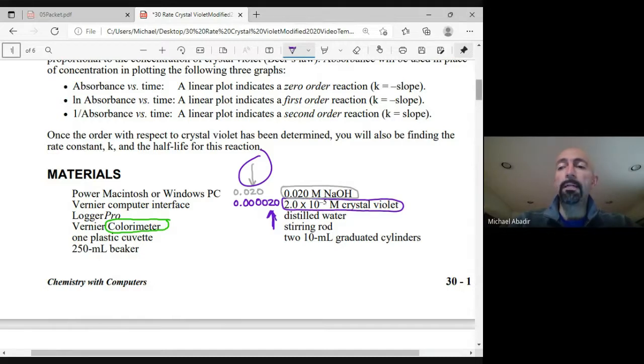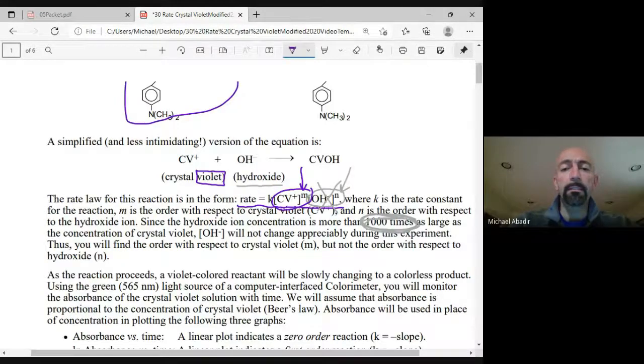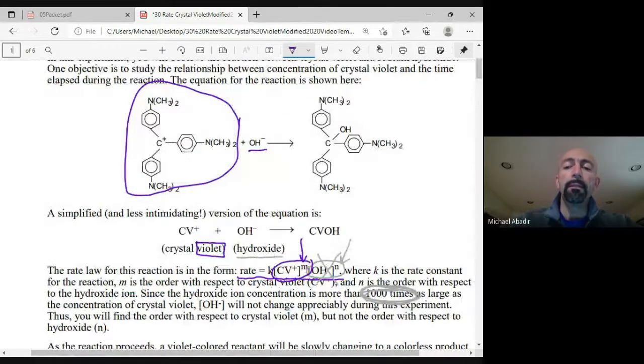So because the hydroxide concentration is constant throughout the whole experiment, we can figure out the rate law only for the crystal violet. Okay, and again, they react in a 1-to-1 ratio, as you could see in the equation.